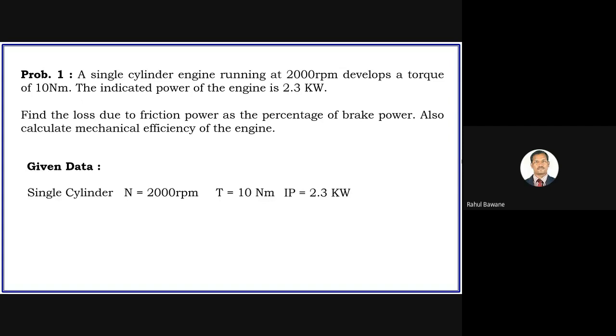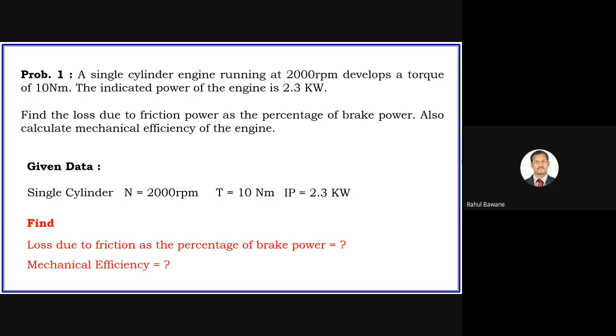It means we have to find out friction power, and that friction power should be divided by brake power. So we get friction power as the percentage of brake power. So first we have to find out the loss due to friction power, and second also calculate the mechanical efficiency of the engine. So second is mechanical efficiency. Here I am not going to solve each and every step. I am just giving a hint how the numerical can be solved. I am just showing the flow chart in terms of formulas.